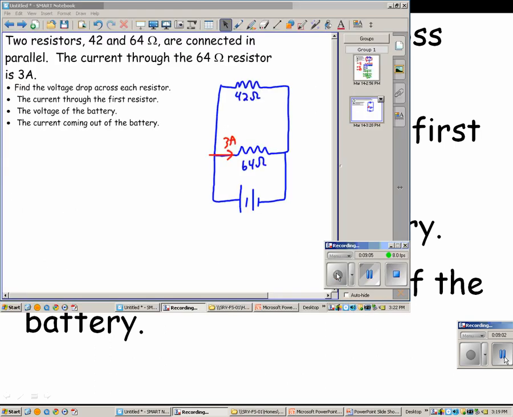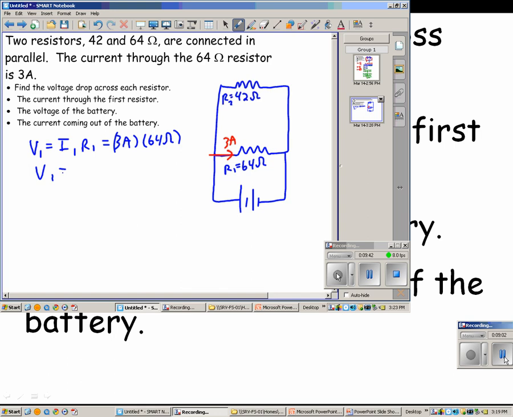I've drawn the picture, and in this problem, we don't know much about the current, except that the current is 3 amps going through the 64 ohm resistor. If we want to find the voltage drop across each resistor, we first find the voltage drop across this first resistor. We're going to call this R1, and we'll call this R2. So we use Ohm's law, V equals I times R, making sure I keep my subscripts consistent. My current is 3 amps and the resistance is 64 ohms, so when we calculate that, we end up with a voltage across that first resistor of 192 volts.